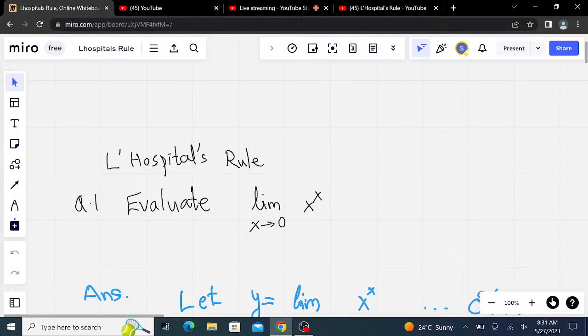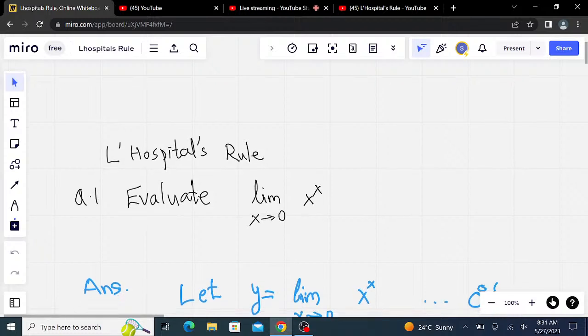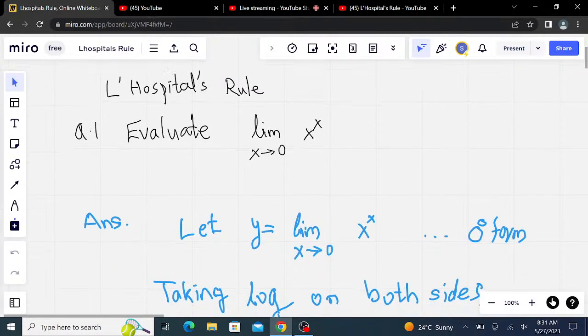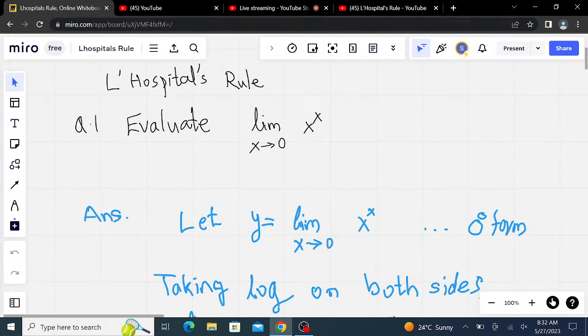Hello guys, let us now see a few examples based on L'Hopital's rule. Actually, we pronounce this as L'Hopital's rule. So let us go. Our first question is: evaluate limit x tends to 0 of x raised to x. If I see x raised to x, it is of the form 0 raised to 0. 0 raised to 0 is an indeterminate form.